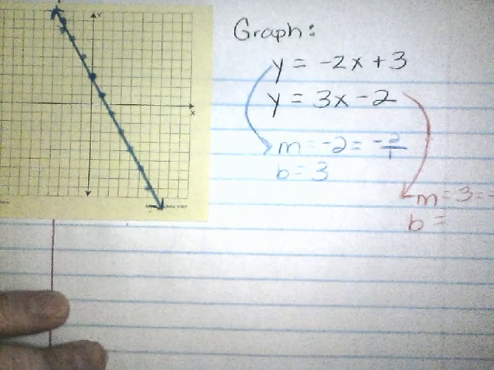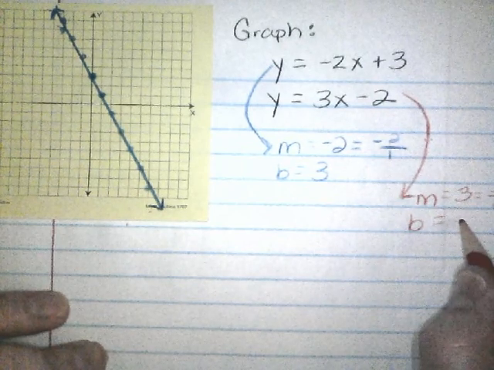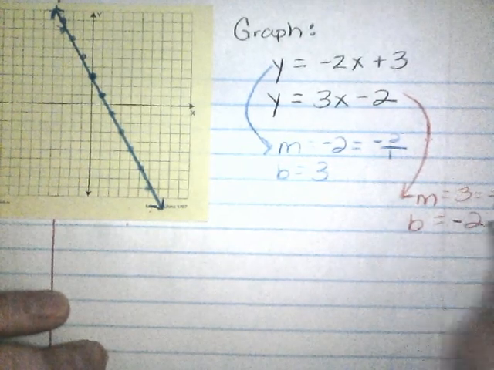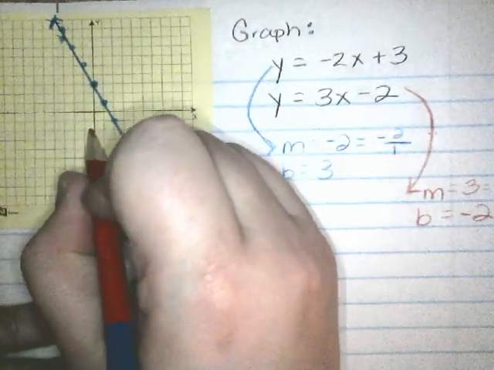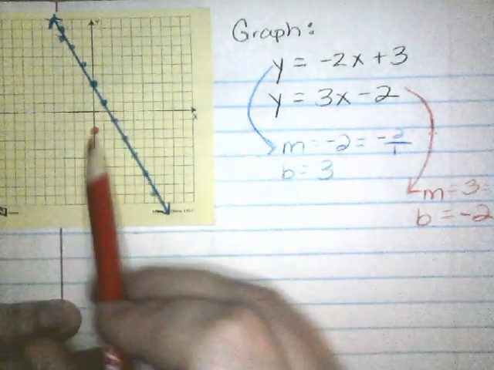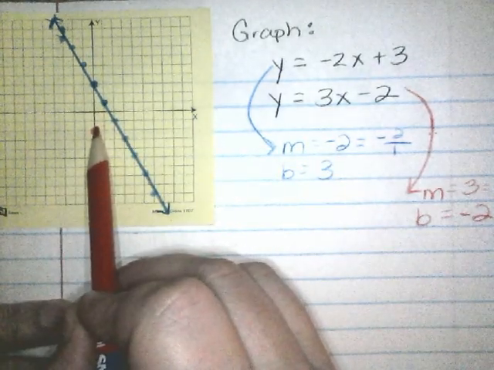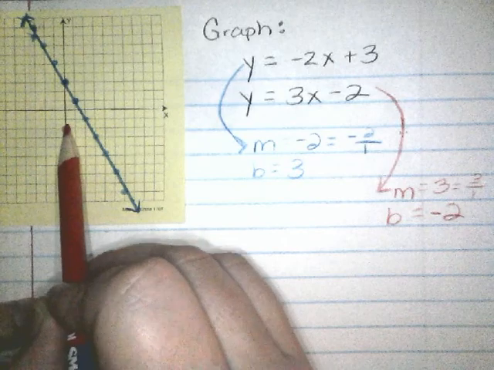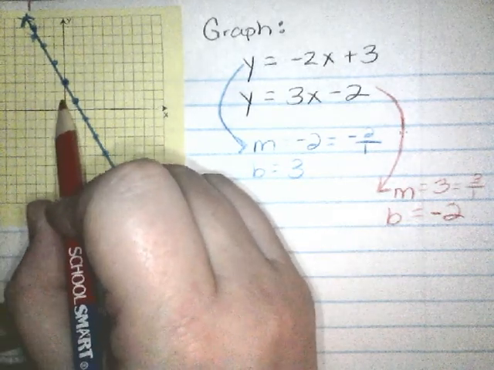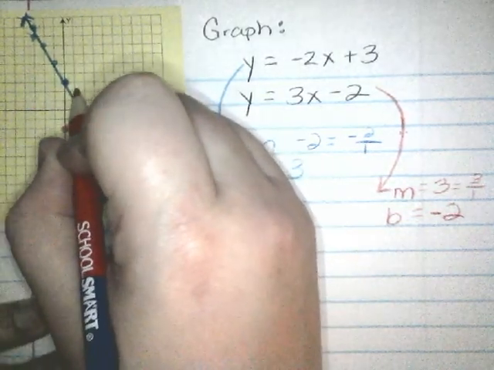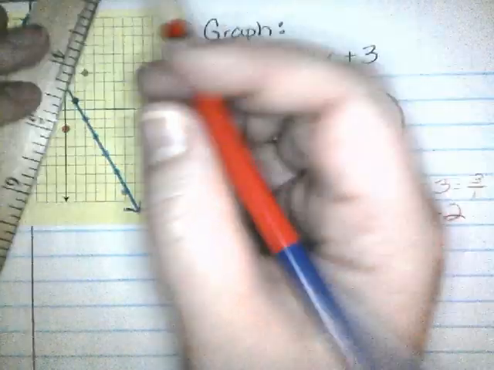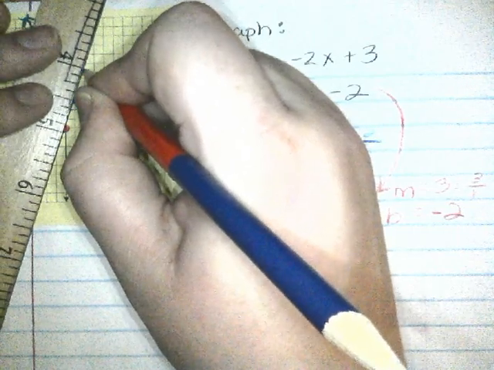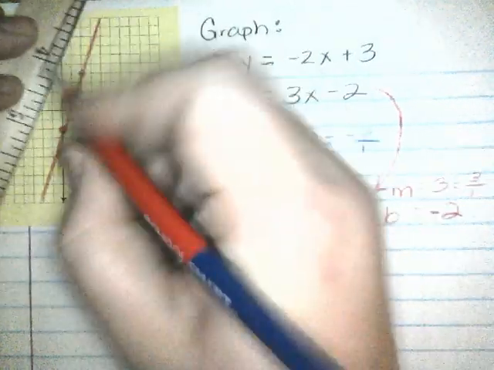Am I going to go up or down? Up, because it's positive, so I go up 3 and over 1. Up 3 over 1. And you should see where the two lines overlap. So how many solutions are we going to have? We're going to have one solution, but we need to figure out what it is. I need to write it in an ordered pair. They intersect right here. What is the ordered pair for this point?